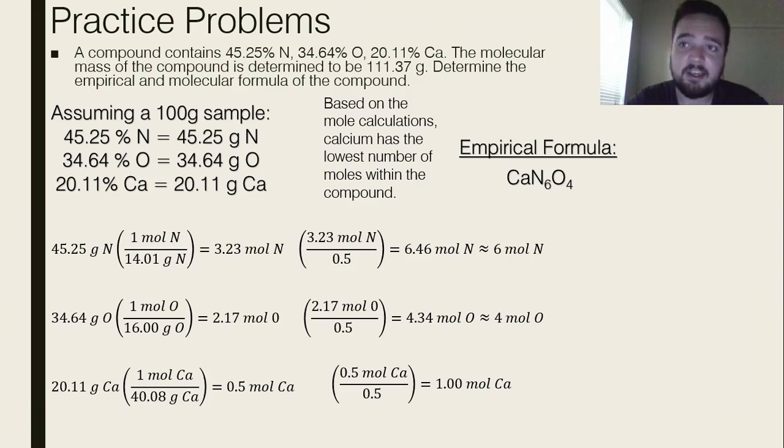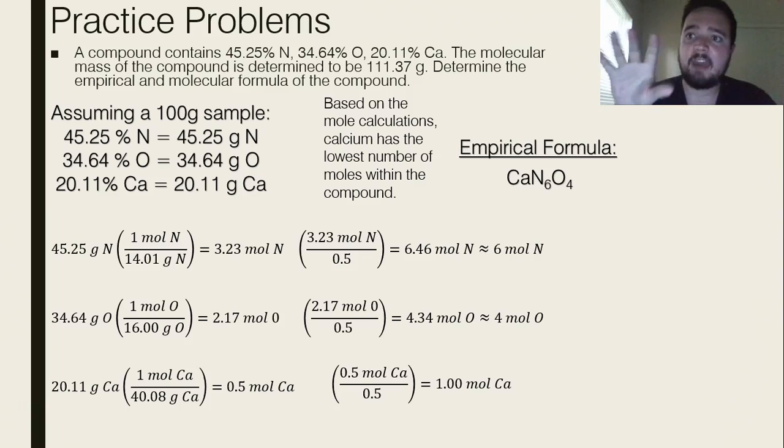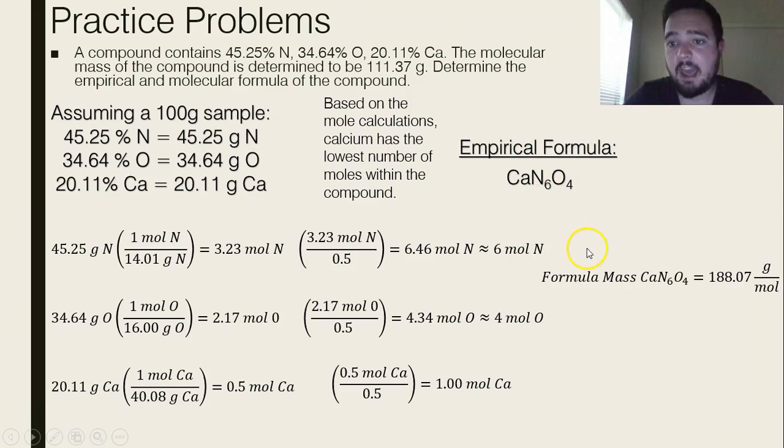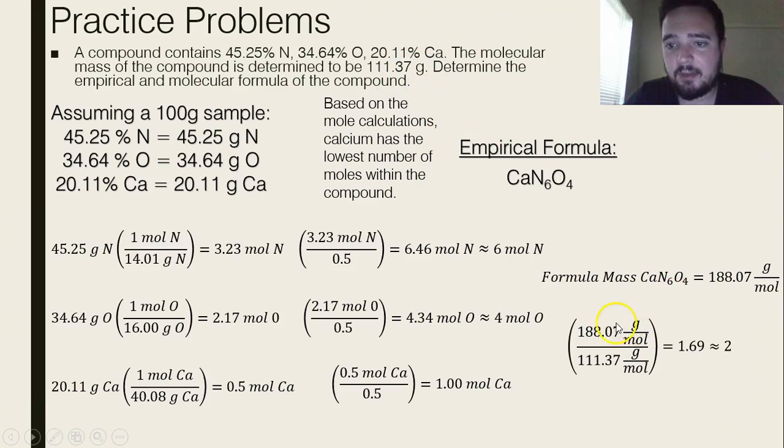Then I need to calculate the empirical formula weight of this empirical formula that I just calculated. If you do that, you should get 188.07 grams per mole. And then I was given a molar mass, or the molecular mass, of the unknown compound, and it was 111.37. So I'm going to take the 188 grams per mole and divide it by my 111.37. That's asking how many times this mass goes into this empirical formula. Well, it's about 1.69, so you can just roughly say that's 2.